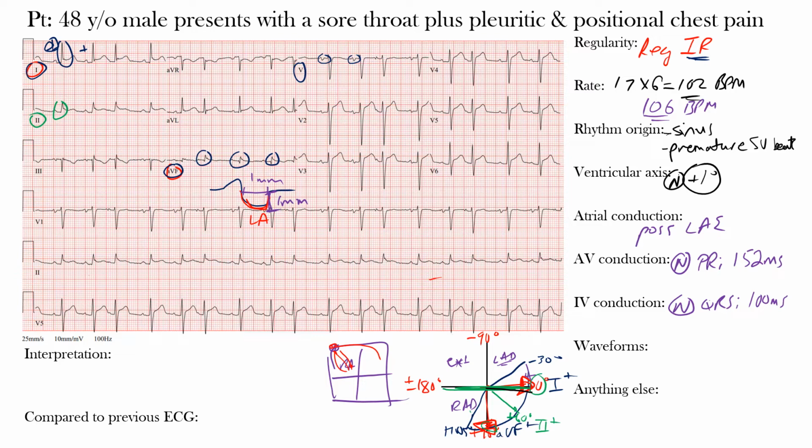How about the waveforms? Well, we already discussed the P waves. There are no abnormal Q waves or QS complexes present. There are normal T waves that are asymmetric with a slow upstroke and steeper downslope.